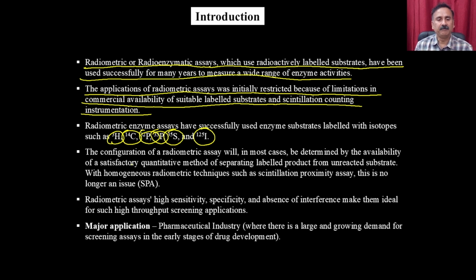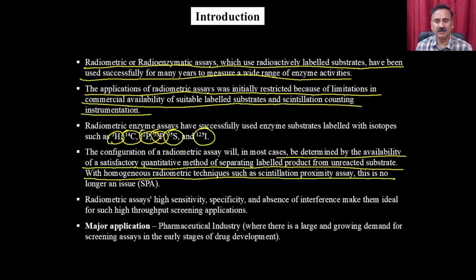The configuration of a radioactive assay will in most cases be determined by a satisfactory quantitative method of separating the labeled product from the unreacted substrate. With homogeneous radiometric techniques such as scintillation proximity, this is no longer an issue. So one of the major tasks of performing a radiometric assay is the separation of the unreacted substrate from the labeled product.